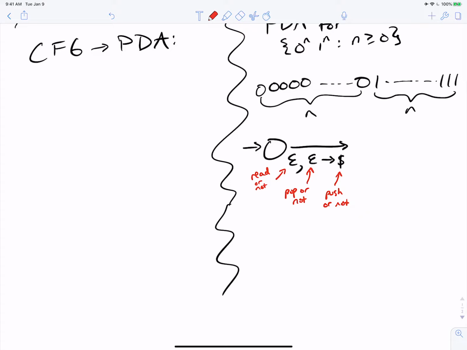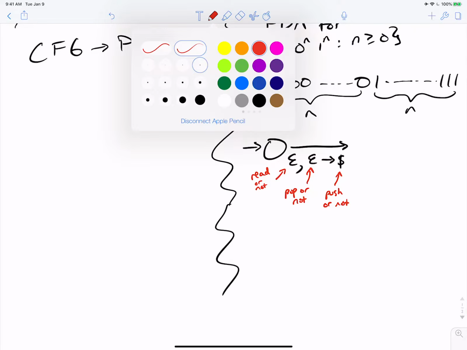Would you do this for every PDA? You don't have to, but it actually will be vital to the CFG to PDA conversion, but it's not required at all. You can actually just have a PDA that doesn't touch the stack at all, doesn't do push or pops, and that would just be an NFA at that point. You don't have to have this on the first transition, but it's very helpful because you know what's at the bottom now.